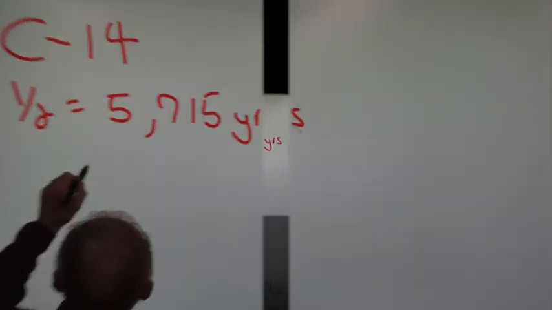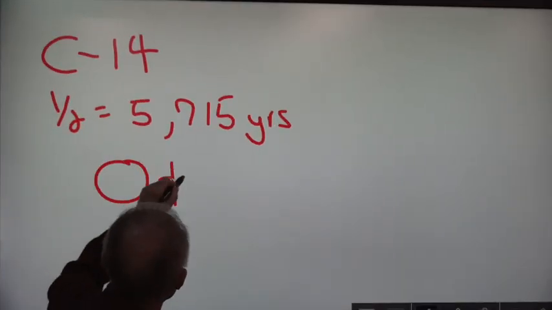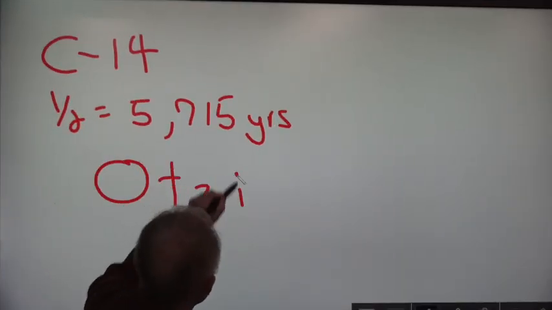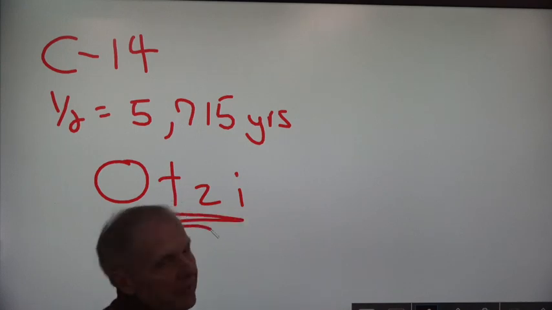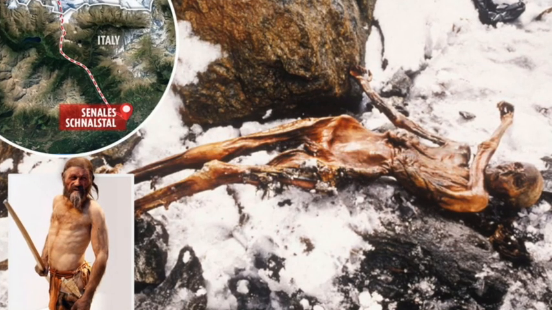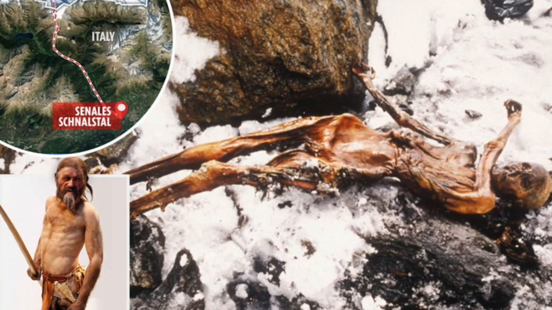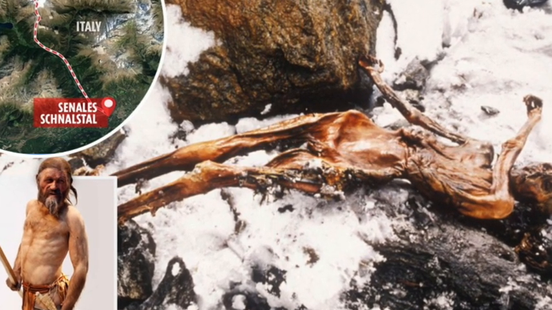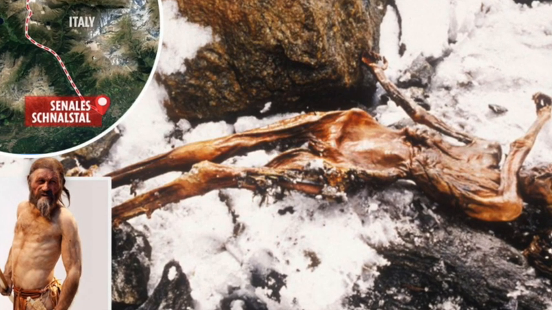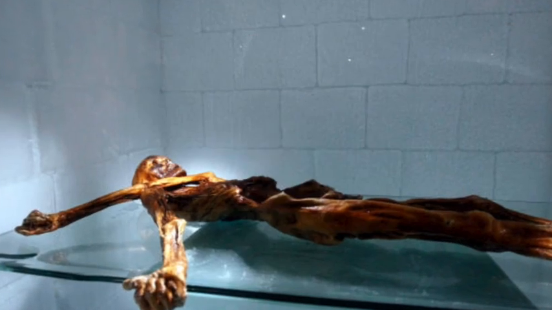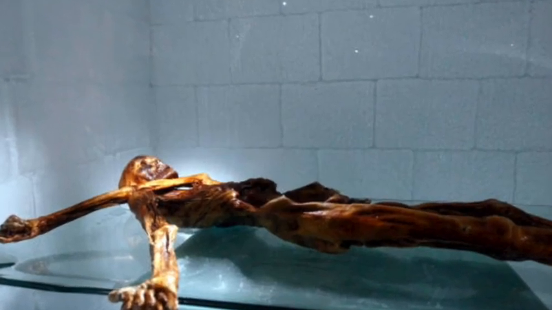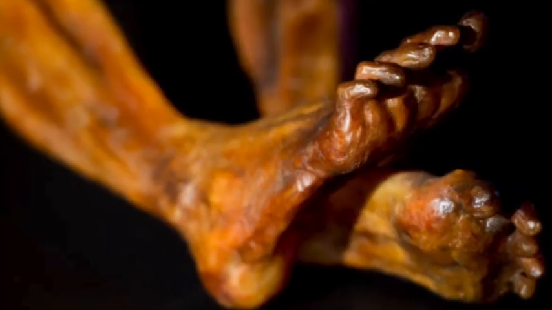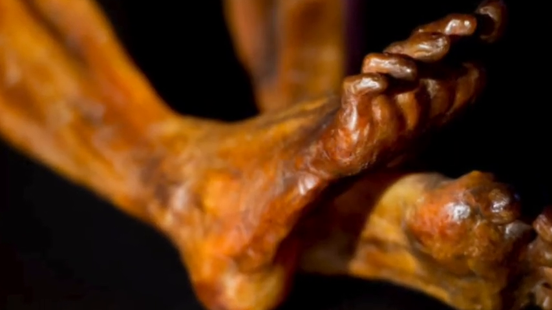It's O-T-Z-I. That's the name they gave him. This picture shows where they found him in the Alps, and the picture of what he would look like now is on the lower left. Pretty interesting. As you can see, this thing is pretty well preserved in the glacier. Look at its feet, its toes, its toenails.